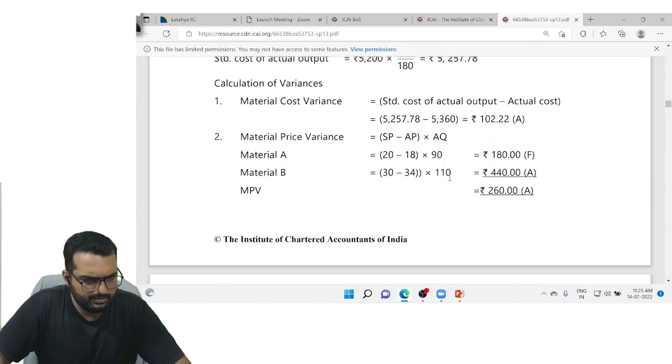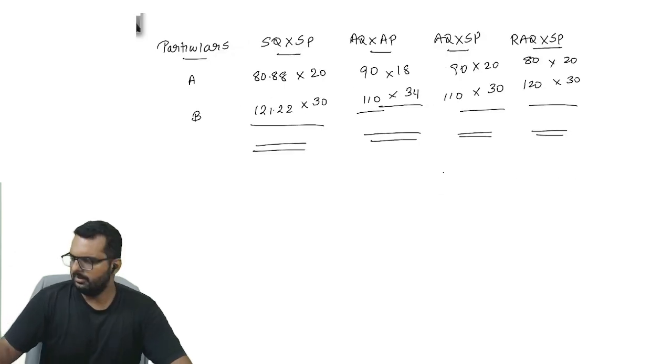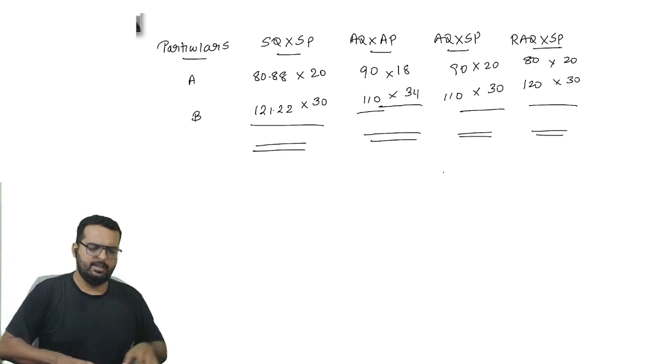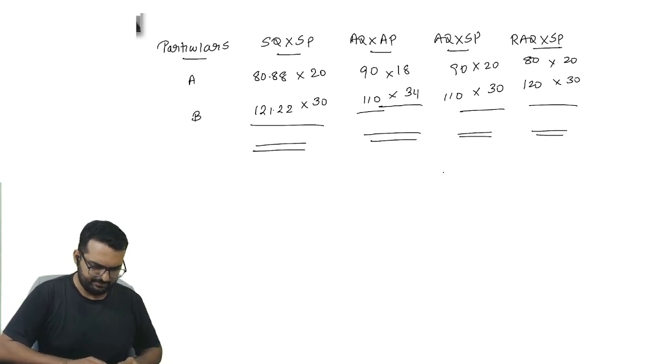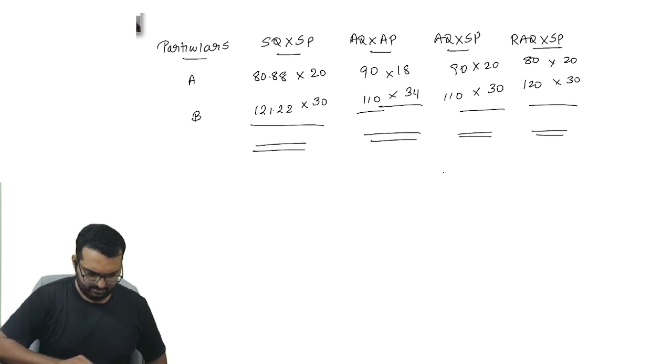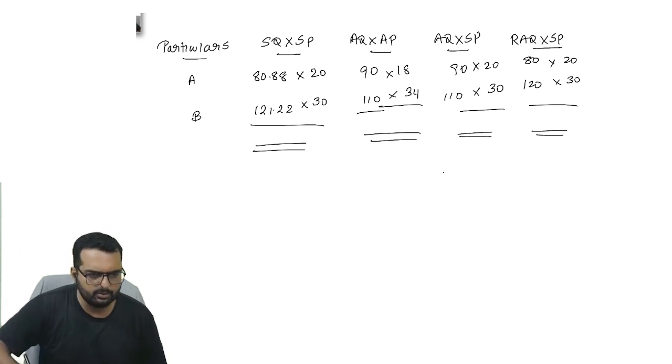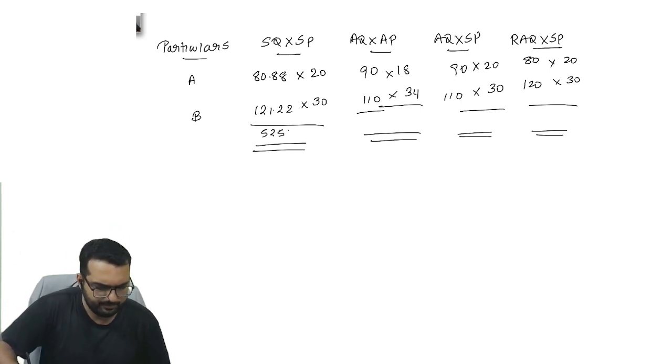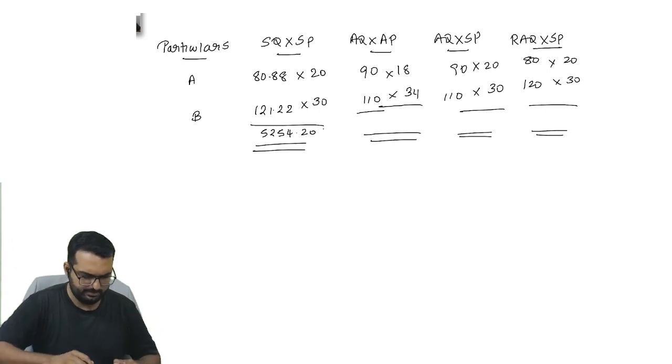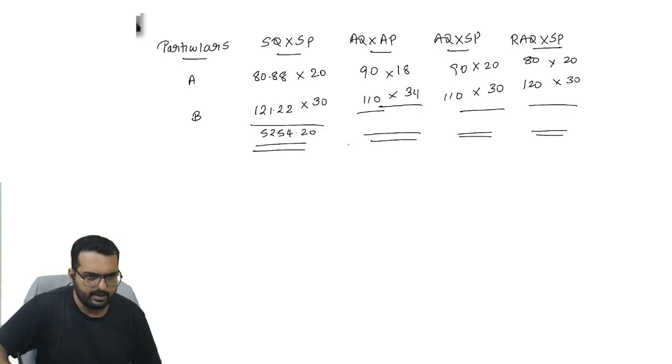Which one? The first one? This problem? Let's check. 1 minute. Let me check it. 121.22 into 30. So here, do I get the total as 5254.20? Correct. And the other one will be 90 into 18 and 110 into 34. That is 5360. All right. So this difference is what we called as the cost variance, right?